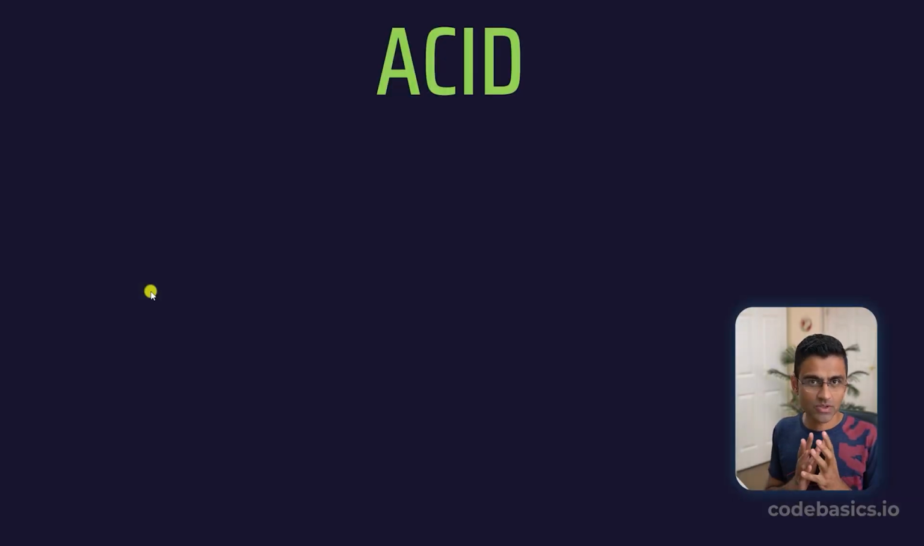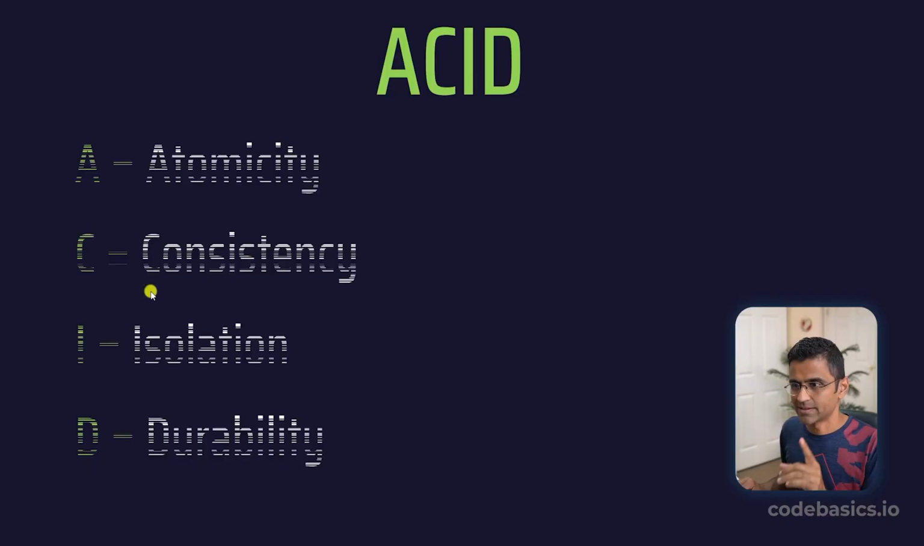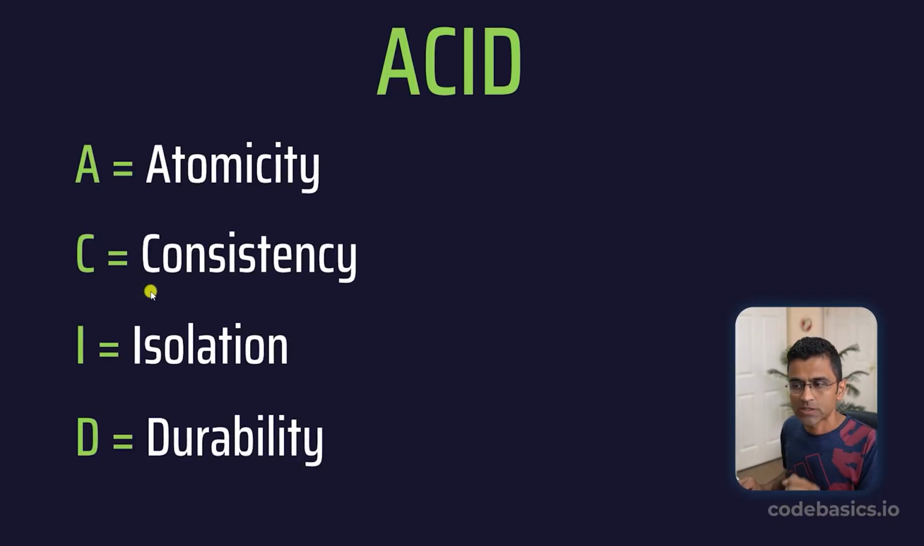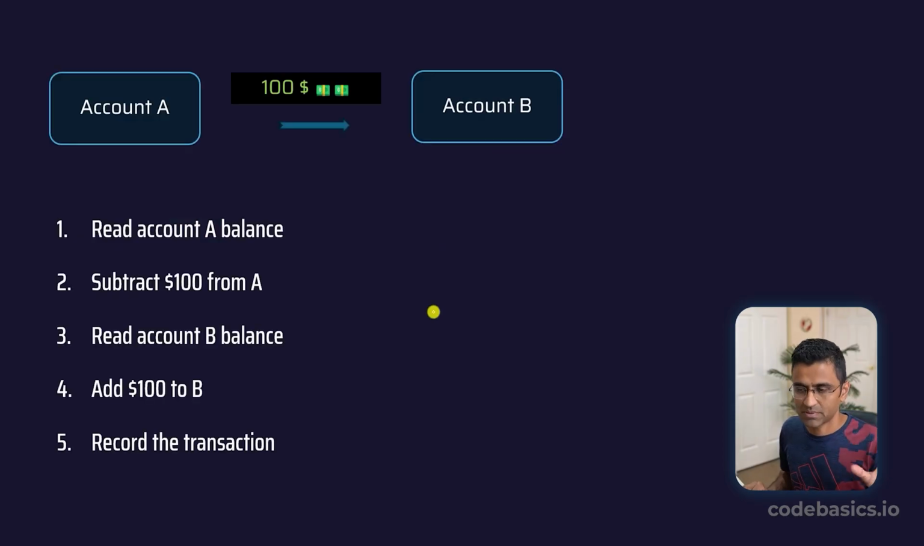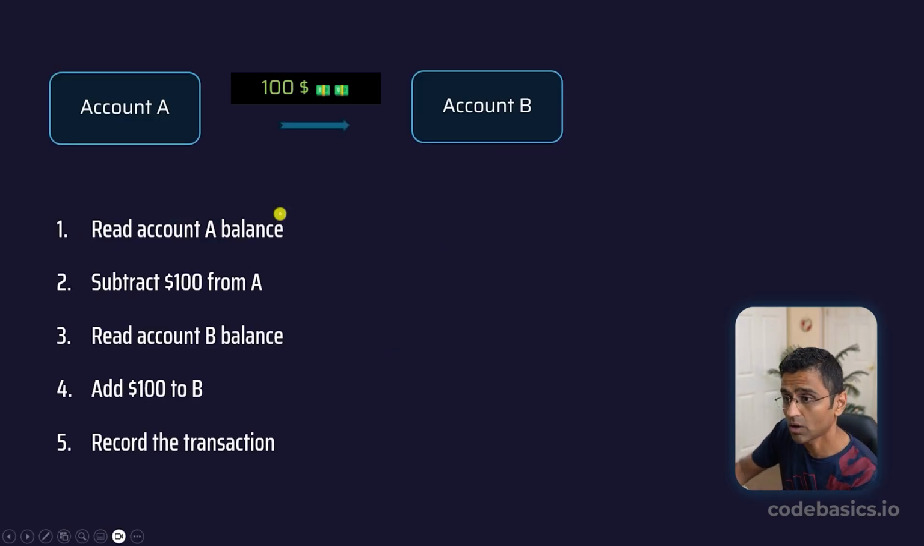Let's discuss another exotic topic called ACID: atomicity, consistency, isolation, and durability. Often during data engineering interviews, the interviewer will touch base on this point. Let's say you are doing a transaction, you're transferring $100 from account A to account B. Now, internally, when you perform this transaction in a database, it will perform a set of steps. It will read account A's balance, then subtract $100 from A.